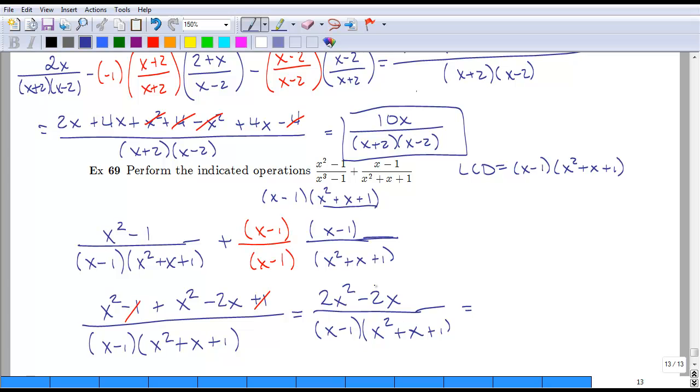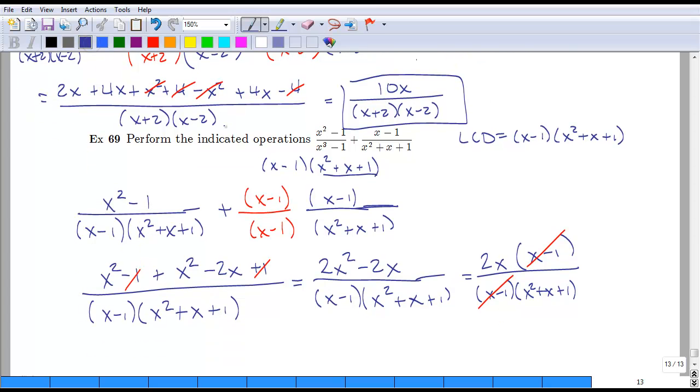And again, we need to make sure to check to see if our numerator does factor, and in this case it does. We have a 2x in common, and if we factor out that 2x, we are left with x minus 1 over our x minus 1 times x squared plus x plus 1. And now we can simplify the x minus 1s because everything's been added together. And we are left with a final answer of 2x over x squared plus x plus 1.